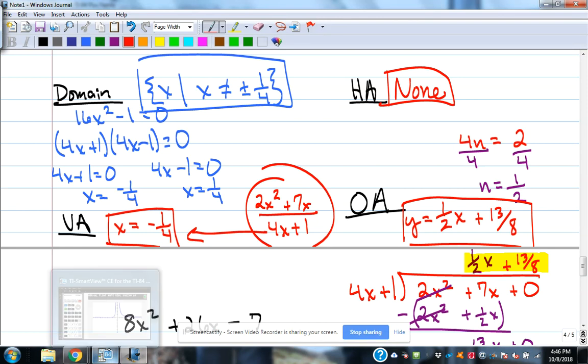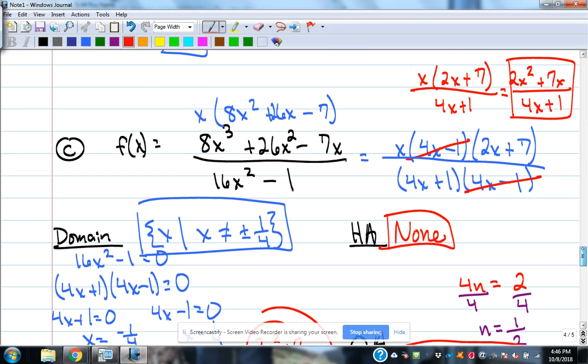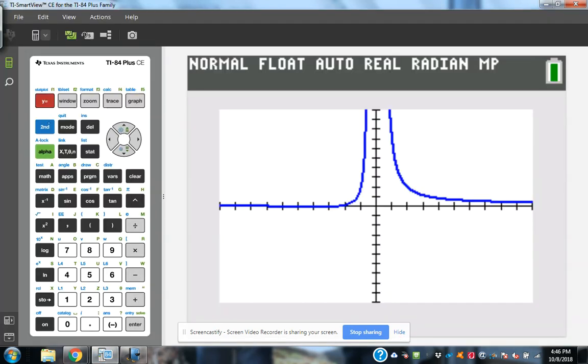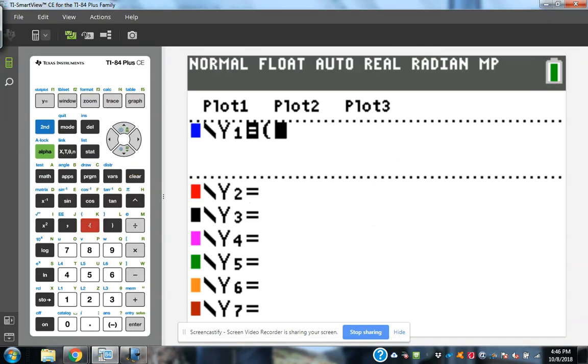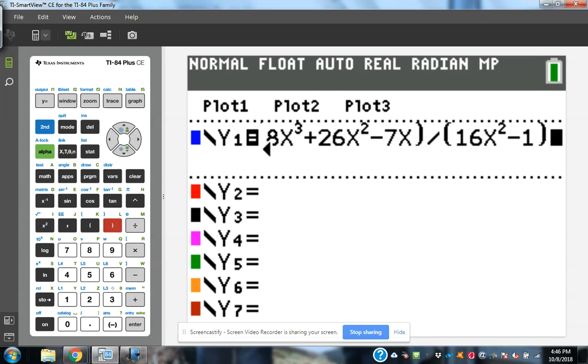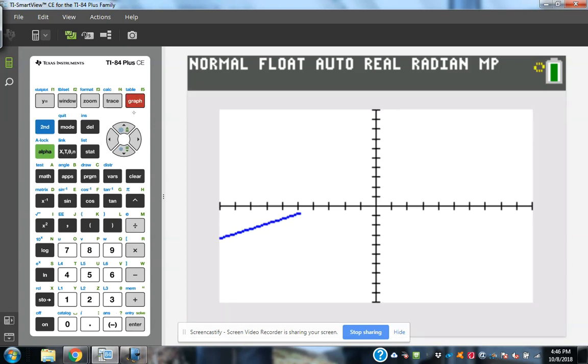I want to show you this one on the graph so you can see that oblique asymptote happening. I'm going to try to remember the original is 8x cubed plus 26x squared minus 7x over 16x squared minus 1. Okay, so parentheses 8x to the third plus 26x squared minus 7x, parentheses, divided by parentheses 16x squared minus 1. Graph.